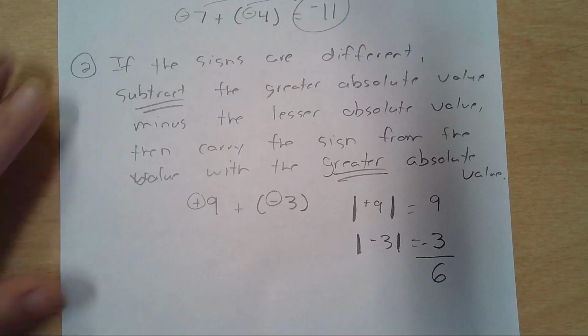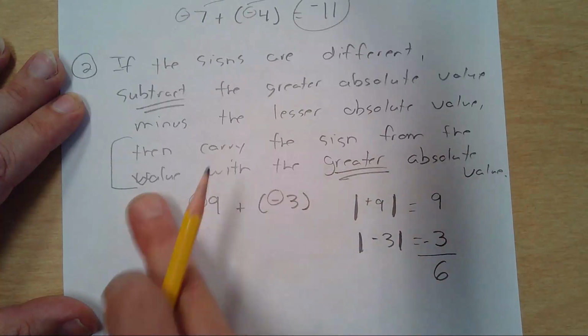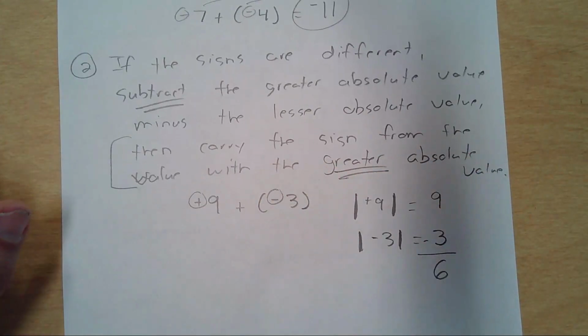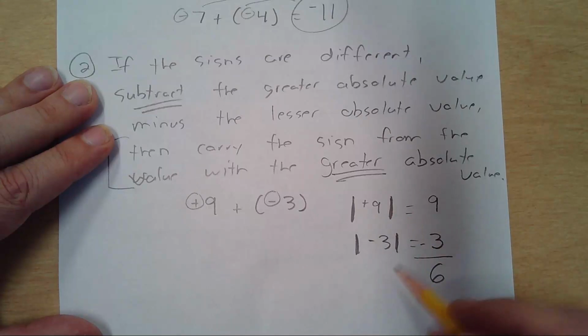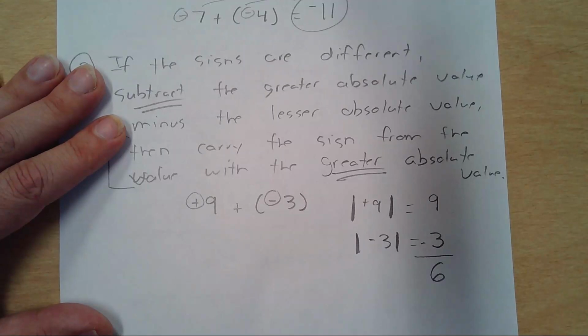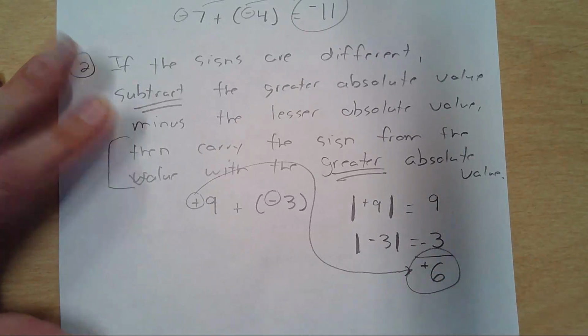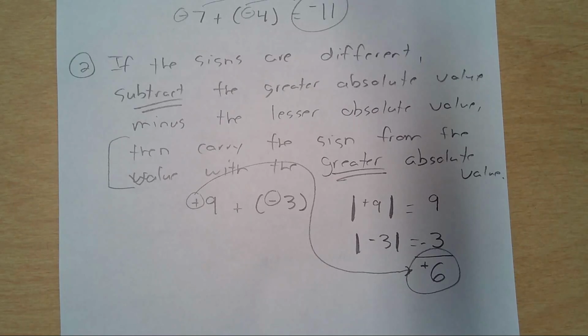And how do I know? Well, then you go to this part right here. Then carry the sign from the value with the greater absolute value. Which of these two had the greater absolute value? The 9. And what was the sign attached to the 9? A positive. And that means that my final answer should be a +6.